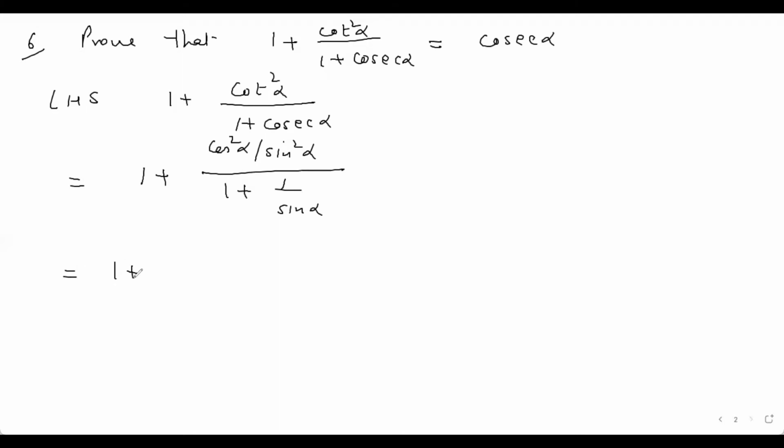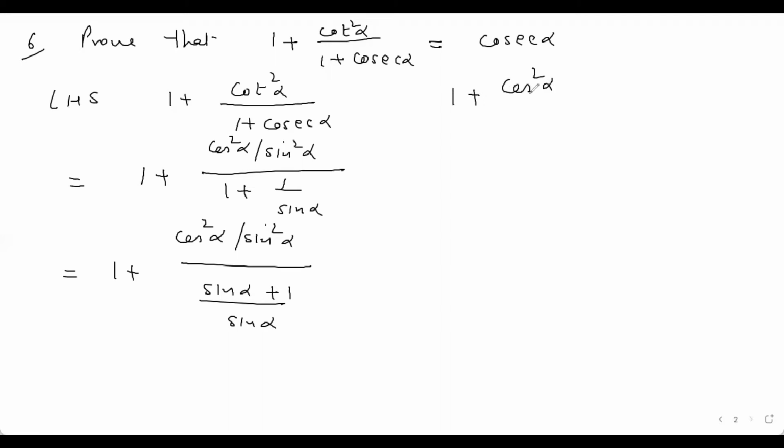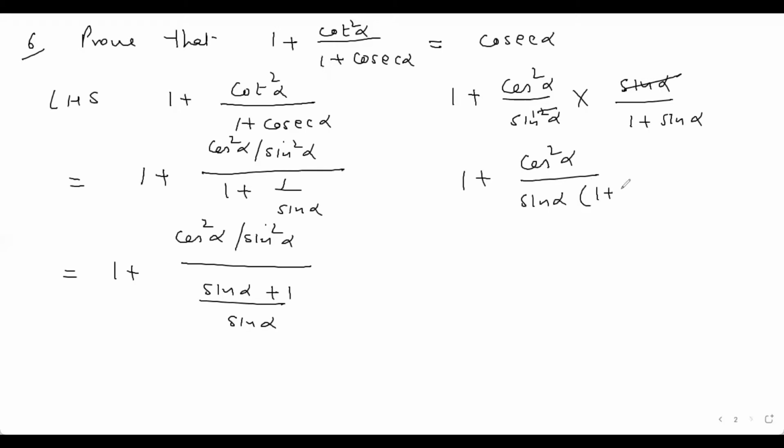This is equal to (1 + cos²α)/sin²α. Now the LCM is sin α, so this is (sin α + 1). So (1 + cos²α)/sin²α times sin α/(1 + sin α). Now this sin α and this cancel. I have cos²α upon sin α (1 + sin α) in the second bracket.